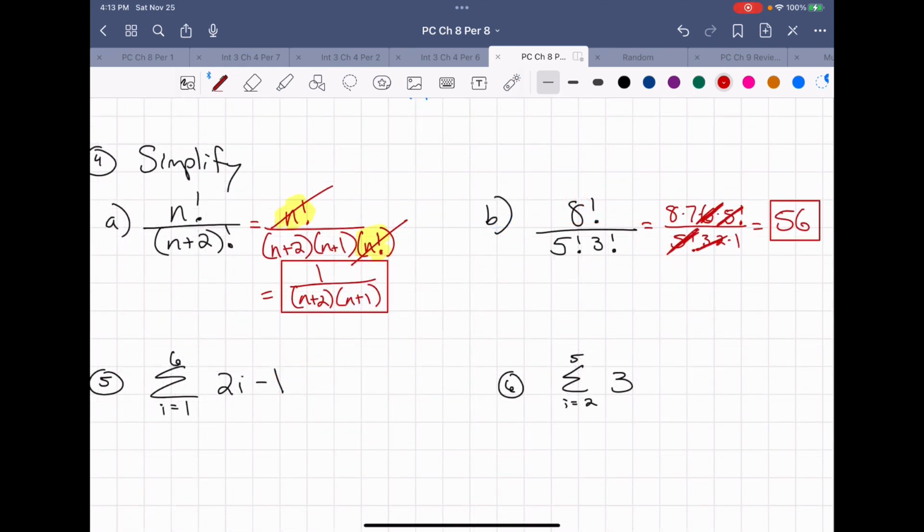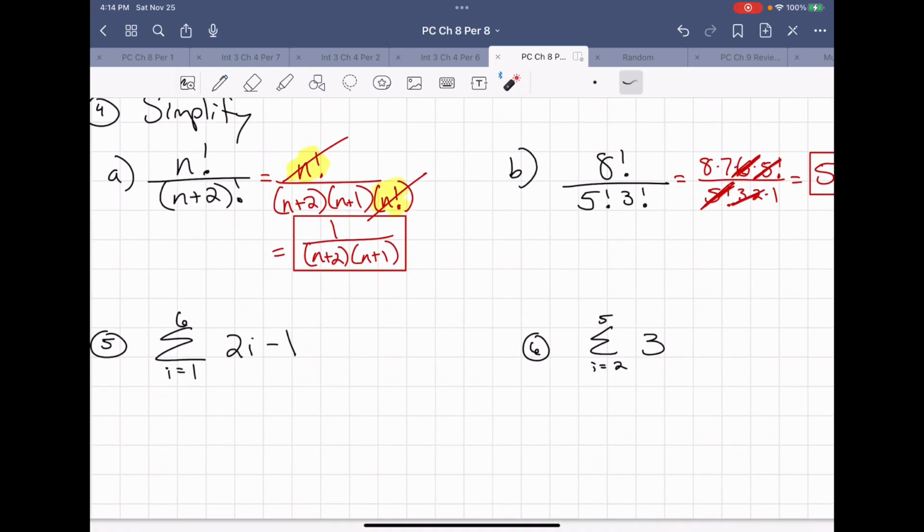Okay, last 2 problems, write them down, try them on your own. This big E looking symbol is Greek letter sigma. Just that symbol means sum it up. You're going to add these up. See how number 4 had directions and it said simplify, and number 5 has no directions? That's because this big sigma with all these numbers and stuff is the directions.